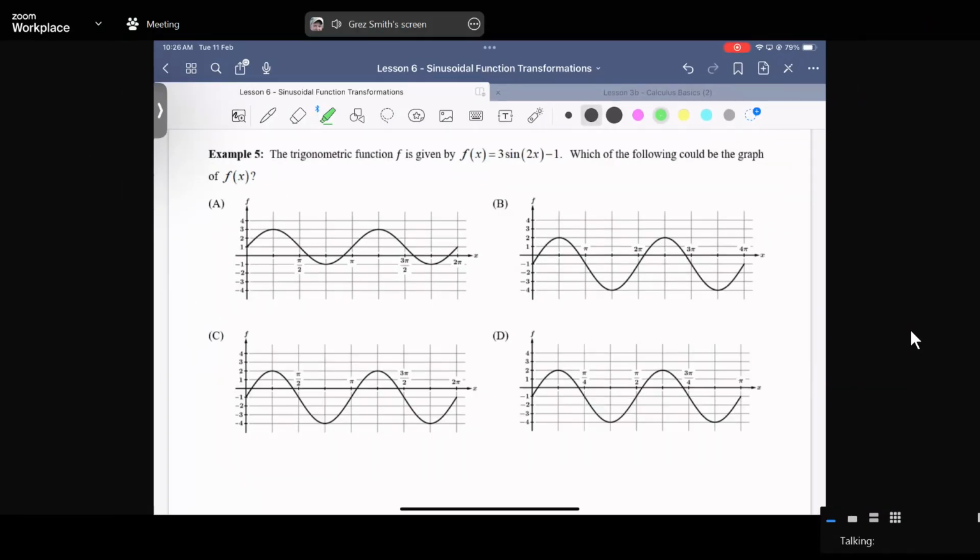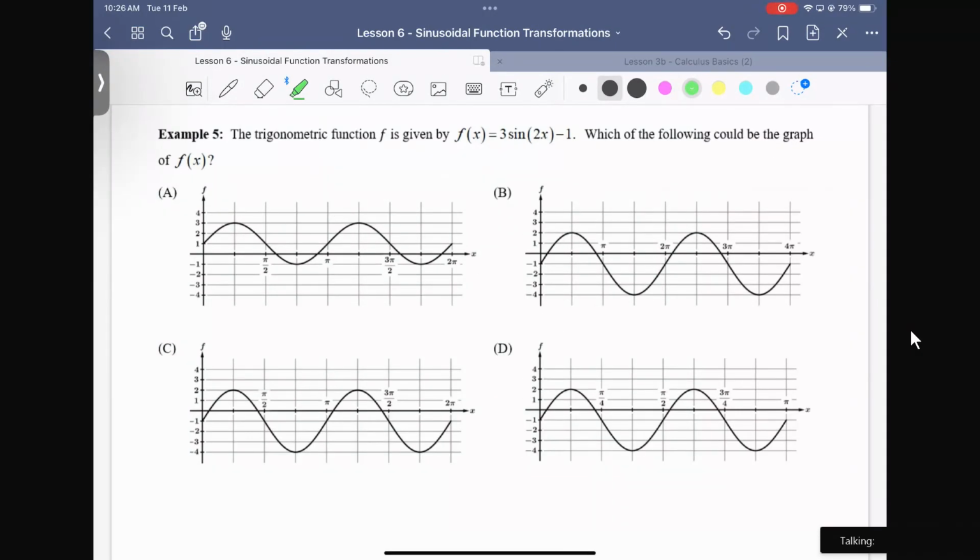Okay, so we have to guess which one of these is going to be that graph given there. Go for the easy bit first. We've got a midline of minus 1. So that means we can cross off this one. This has a midline of 1. The other ones have the midline that we are after. So next up, we need an amplitude of 3. So it's going to go from minus 4 up to 2. So B does, C does, and D does.